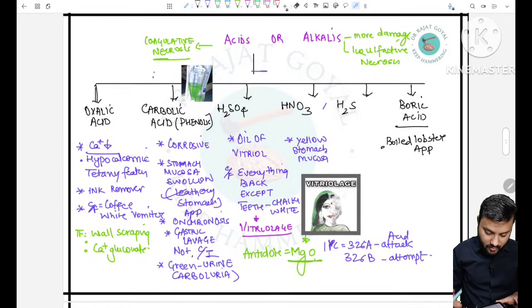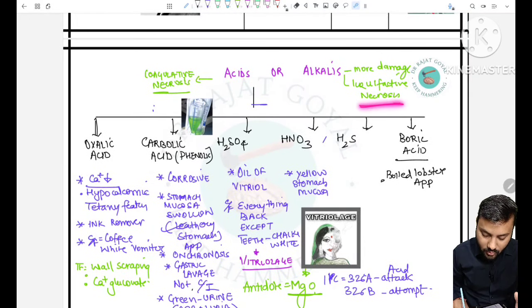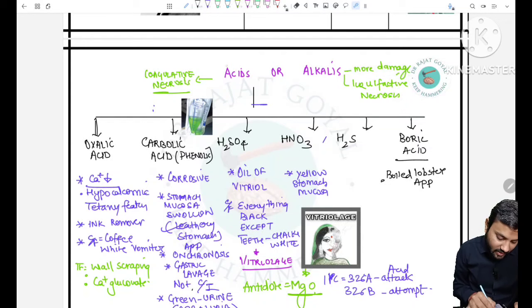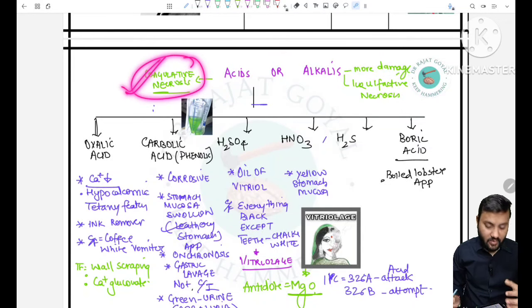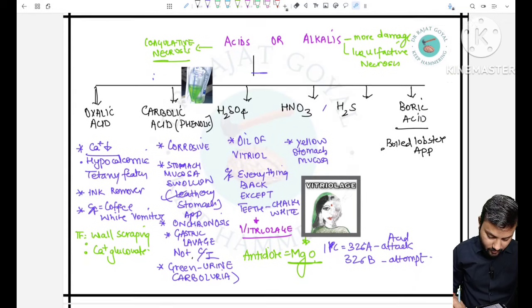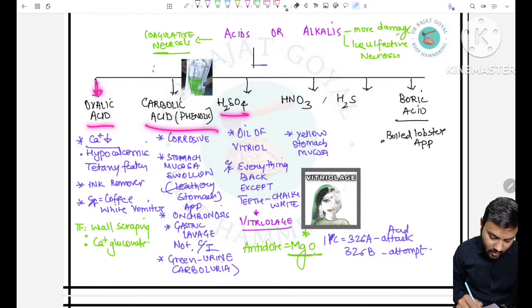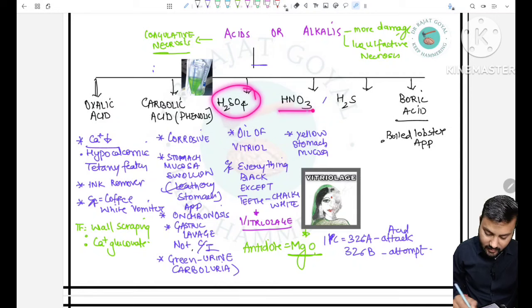Now we talk about acids and alkalis. It is important to remember that in acid and alkali poisoning, alkali will cause more damage to the GIT or the gut, and it will lead to liquefactive necrosis, but the acid will lead to coagulative necrosis. The damage will be a little lesser compared to the alkalis. If we talk about the acids, firstly we'll talk about oxalic acid, then carbolic acid, then H2SO4, which is the king of all the acids, then HNO3, H2S, then boric acid.